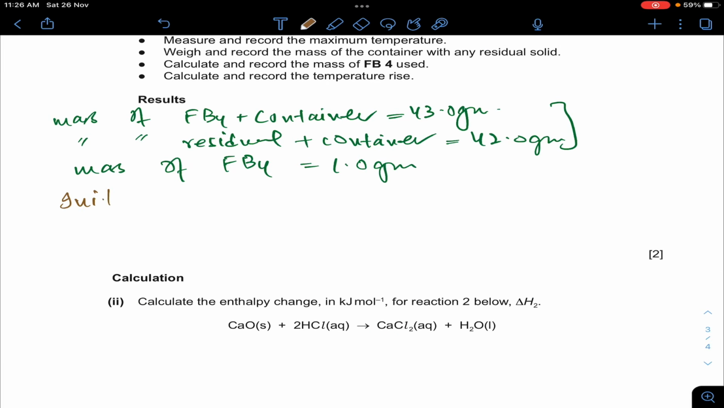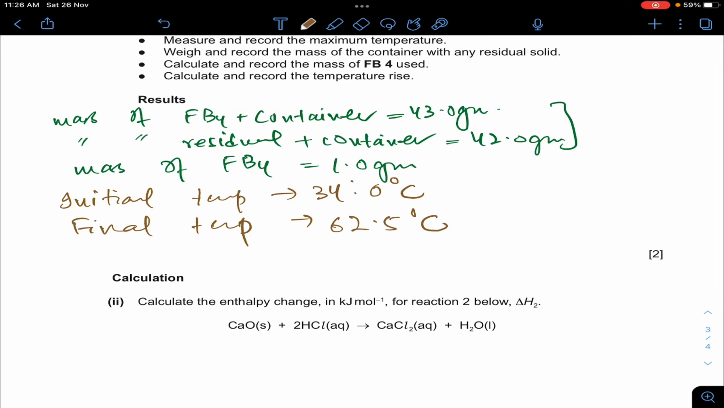So the initial temperature, when we added Fb2 into the plastic cup, is 34.0 degrees centigrade, and the final temperature is 62.5 degrees centigrade. Right, so the change in temperature, delta T, would be equal to 62.5 minus 34. So this is 28.5 degrees centigrade. This is the change in temperature.